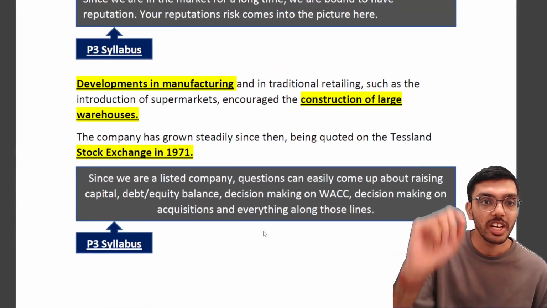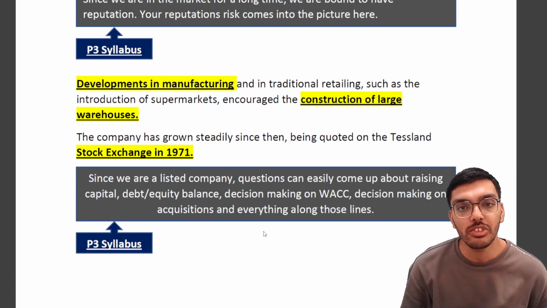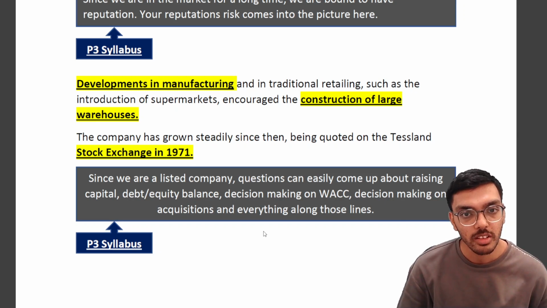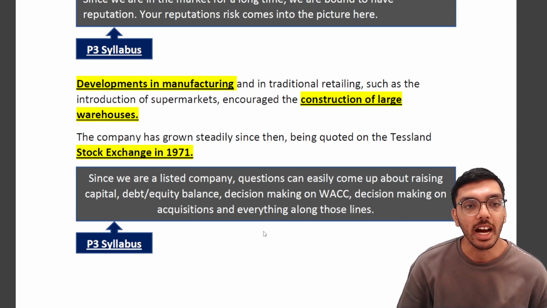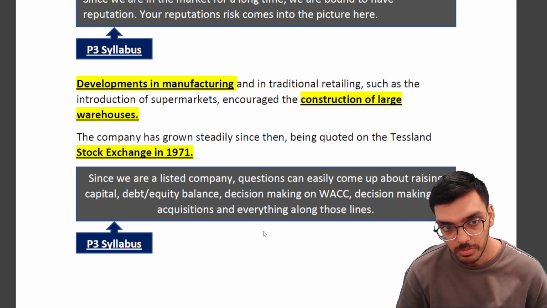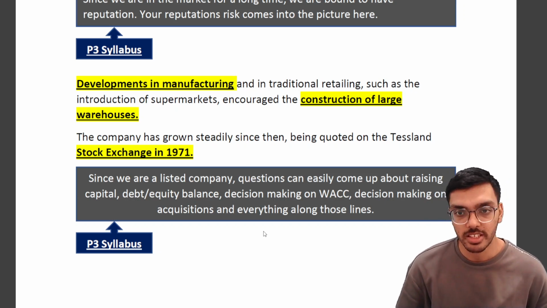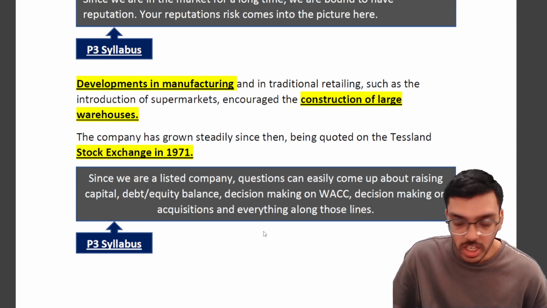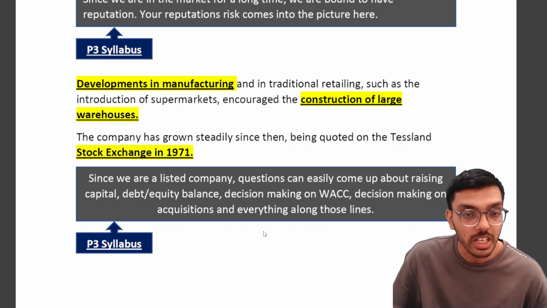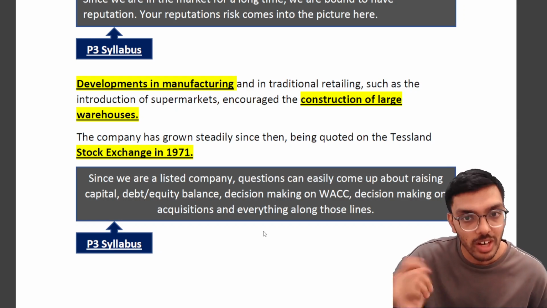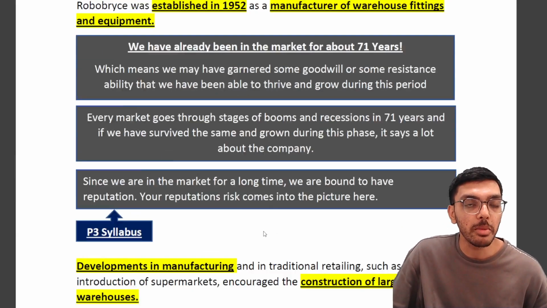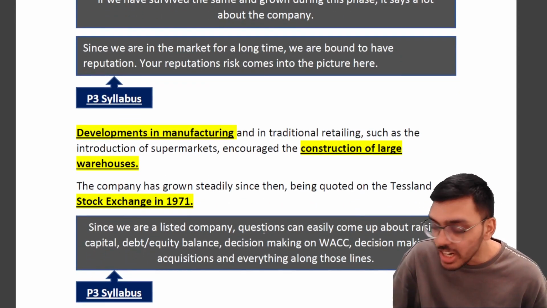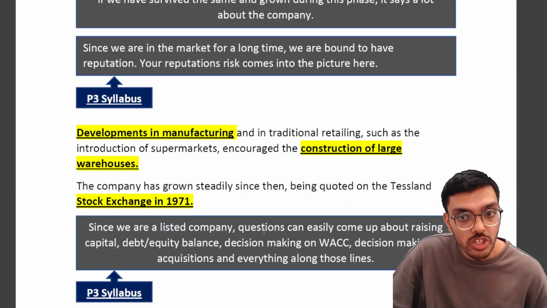Developments in manufacturing and in traditional retailing, such as the introduction of supermarkets, encouraged the construction of large warehouses. The company has grown steadily since then, being quoted on the Tesland Stock Exchange in 1971. So naturally, the company was established in 1952. In 19 years, it became large enough to be listed on the stock exchange.